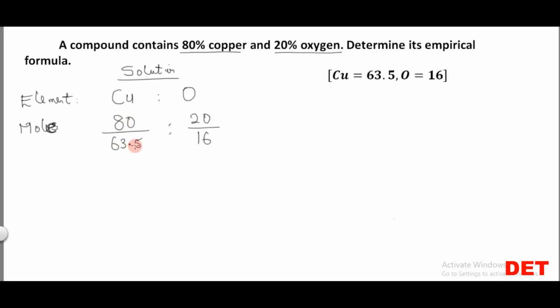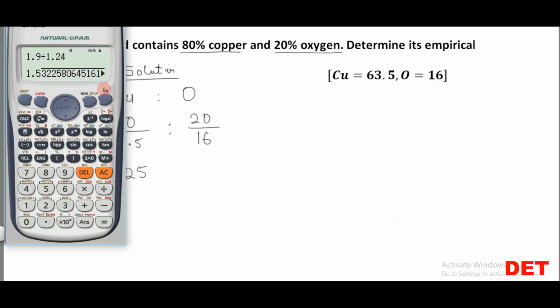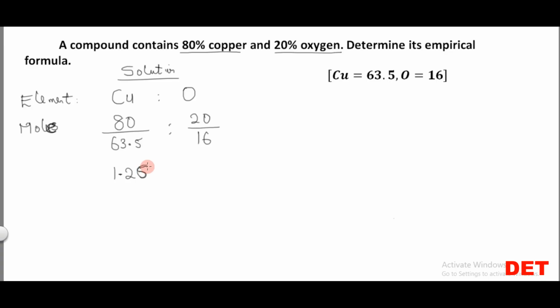So 80 divided by 63.5, let's press that in our calculator. 80 divided by 63.5 is equal to 1.259. So that's approximately 1.26. So this is 1.26 ratio. 20 divided by 16 will give us 1.25.